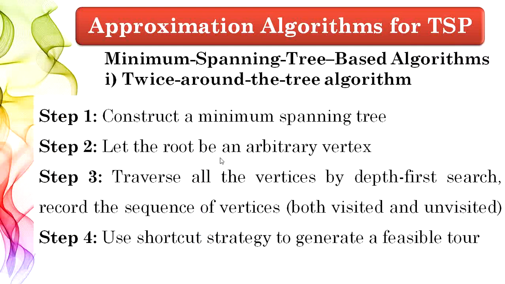The next approximation algorithm is the twice-around-the-tree algorithm, which is based on the minimum spanning tree. For a given graph or problem, first you need to construct the minimum spanning tree. Next, let the root be an arbitrary vertex, traverse all the vertices by depth first search, and record the sequence of vertices, both visited and unvisited. Then use the shortcut method to generate a feasible tour.